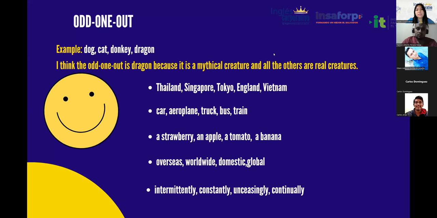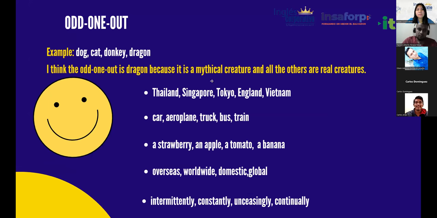An apple, teacher, the two different colors. Okay, yes, that is correct. You know what? Also, I will say that probably the odd one out is going to be an apple, because when it comes to grammar, all of them start with a tomato, a banana, a strawberry, and this one is an apple, right? So I will say that that is another difference. Okay. What about number four? Overseas, worldwide, domestic, and global. Which one is the odd one out?